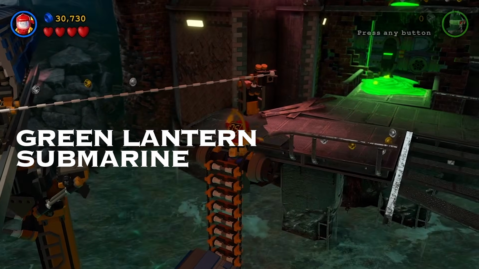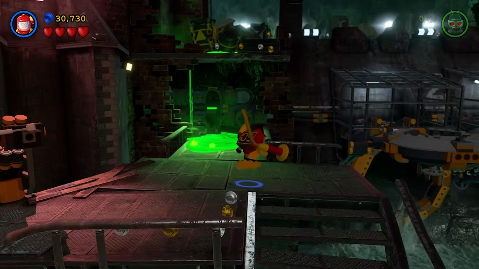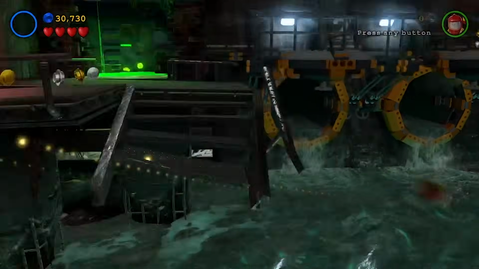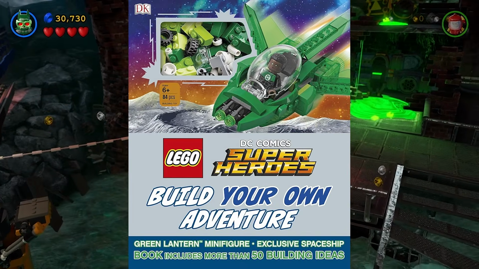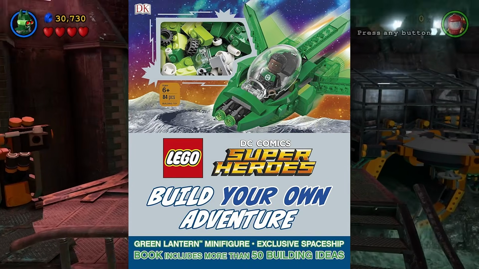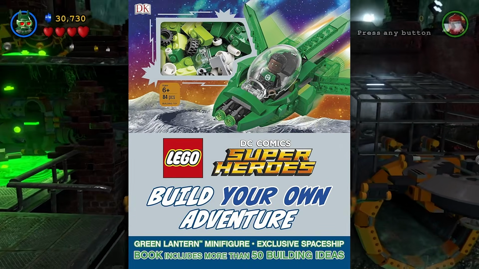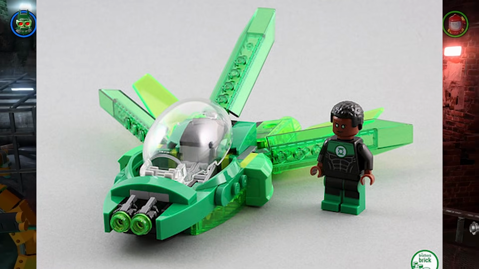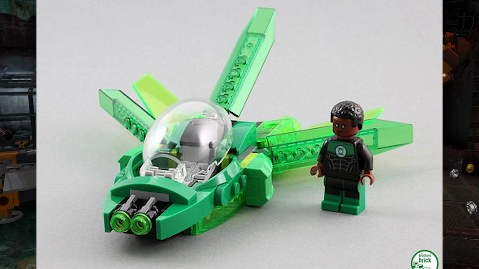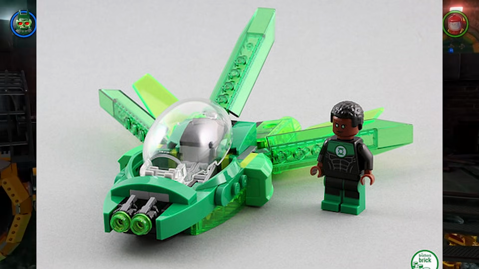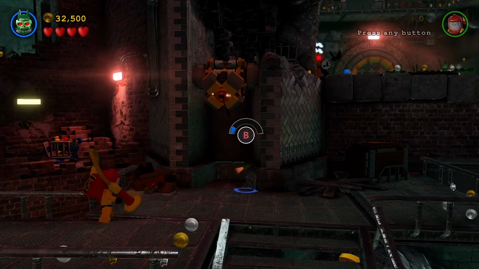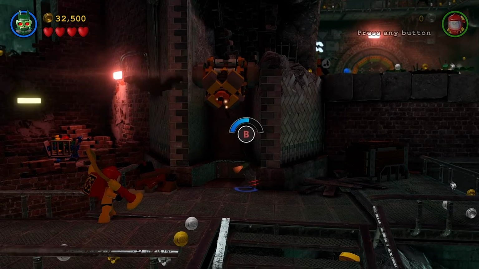Green Lantern Submarine. So this kind of goes back to the book exclusive minifigure entry. Most of the time, the exclusive in question is just a minifigure, but the book DC Comics Superheroes Build Your Own Adventure has an entire build in addition to this exclusive John Stewart Green Lantern minifigure. The build is this Green Lantern spaceship, which can also be converted into a submarine, as I guess in the book Green Lantern visits Aquaman in Atlantis.